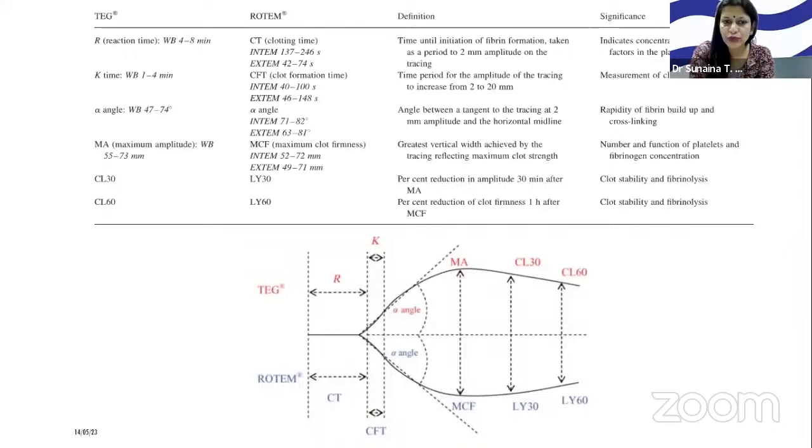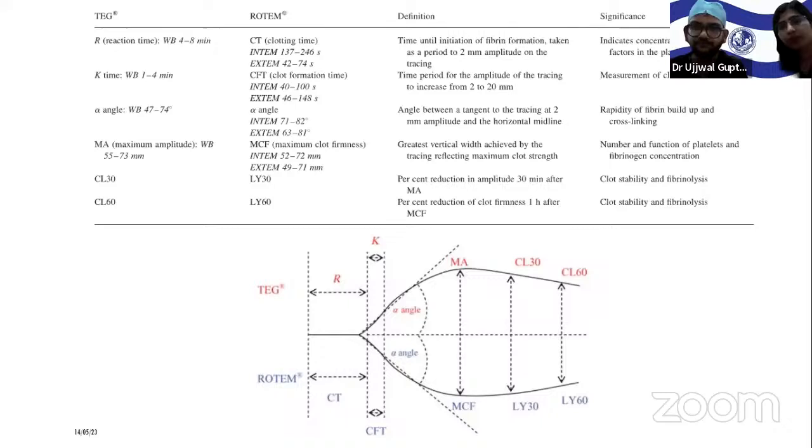And if alpha angle is decreased, because it is at this point of time that the clot is increasing in strength, from 2 to 20 is K time, kinetics time. So fibrin cross-linking is happening. For that, what is needed is fibrinogen. So if K time is prolonged or alpha angle is reduced, that indicates that the patient needs cryoprecipitate.